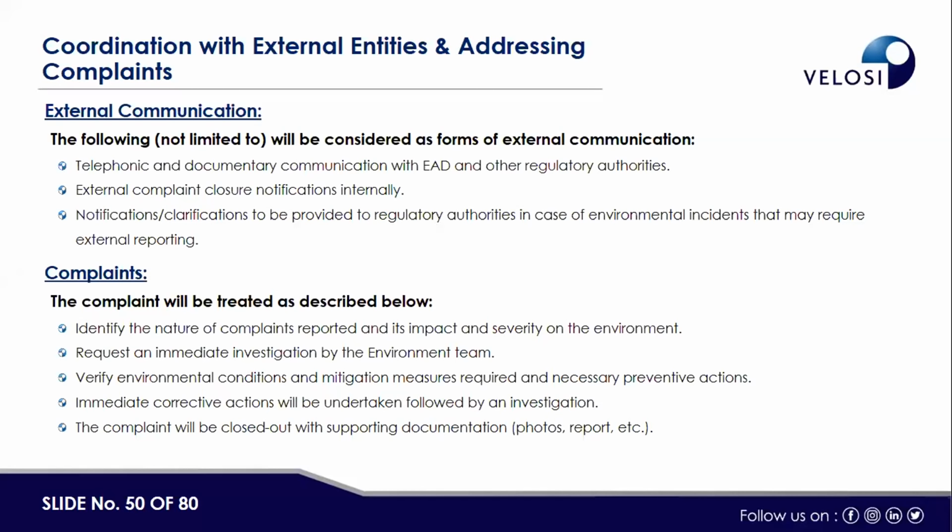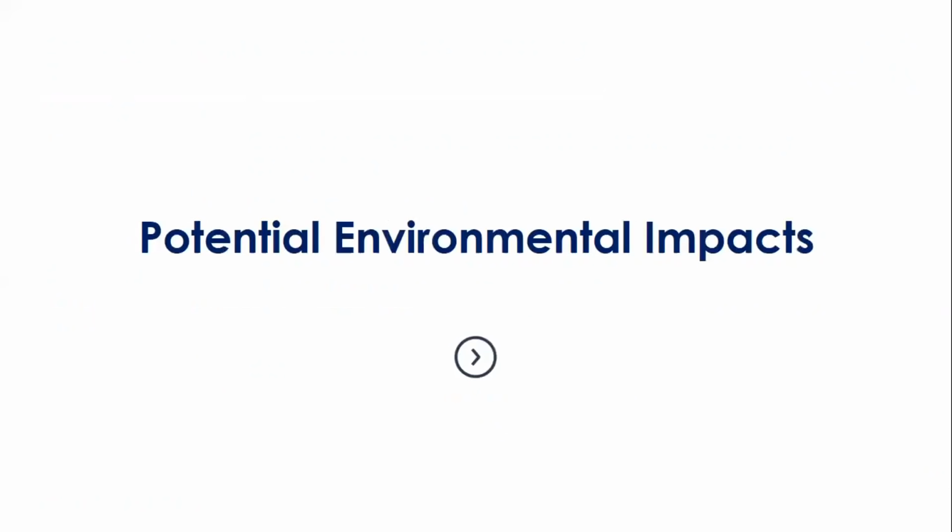And then there was a complaint system that was developed as a part of the EMP that identifies the nature of the complaint, either from the local community or nearby industries. Then we have to request an immediate investigation by the environmental team to find the reason for that particular complaint. Then we have to verify the condition and the mitigation measures. Then we have to take immediate corrective action on the complaint we receive. The complaint will be closed out with supporting documentation.